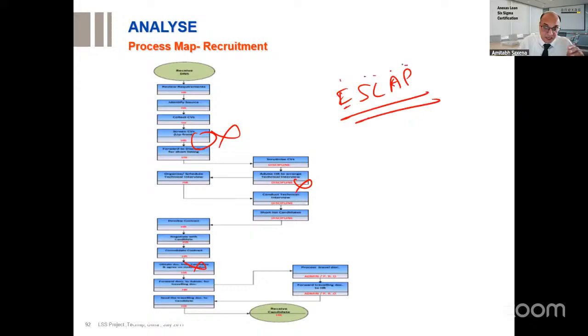If you are interested, I've got a small example of ESCAPE. It will be given in the chat box. You can keep saving these links. I have explained ESCAPE using an example also. If you're interested, you can always watch those links. In ESCAPE analysis, ask these 5 questions on every step: Can I eliminate? Can I simplify? Can I automate? Can I combine? Can I make it parallel?